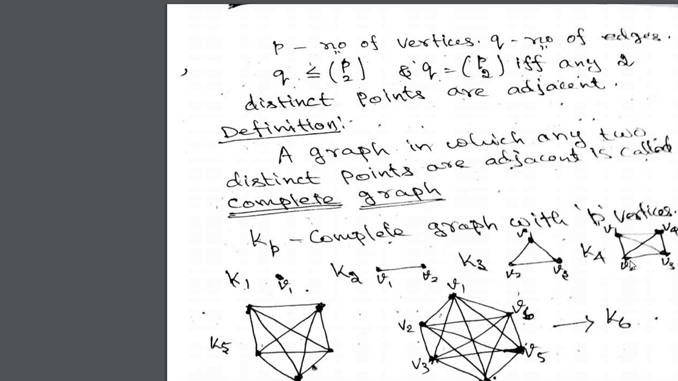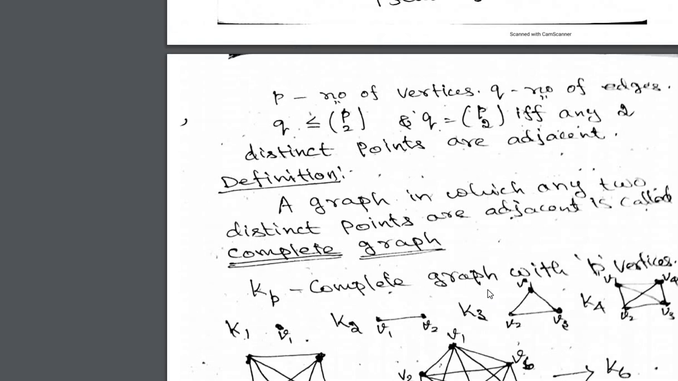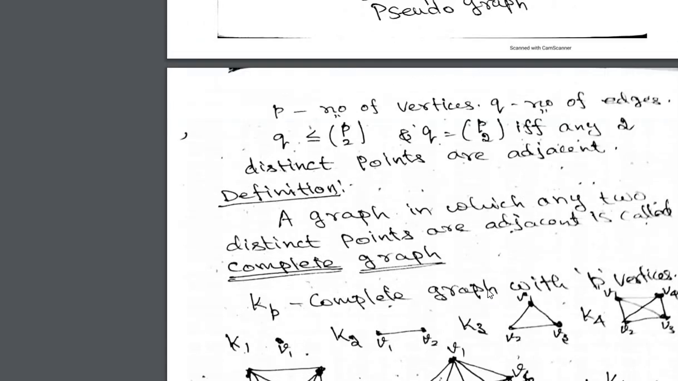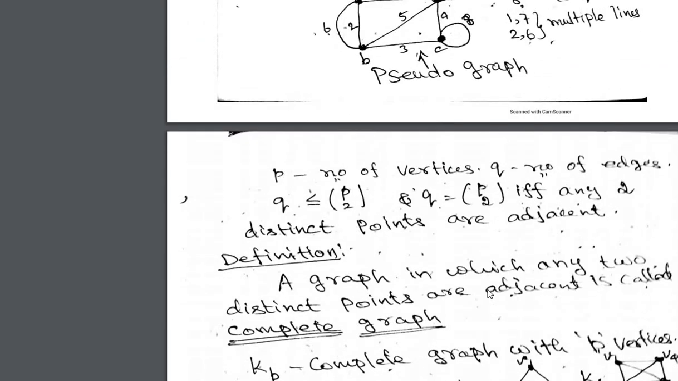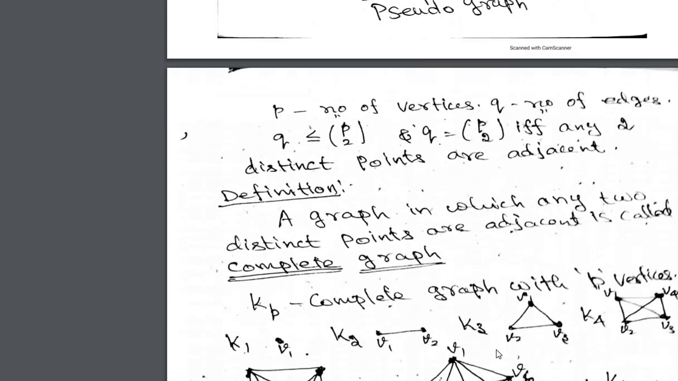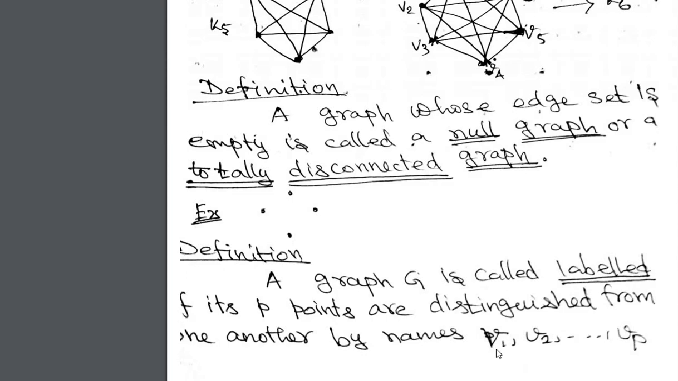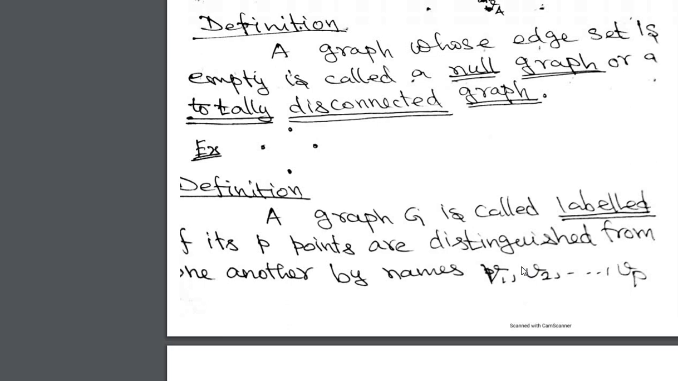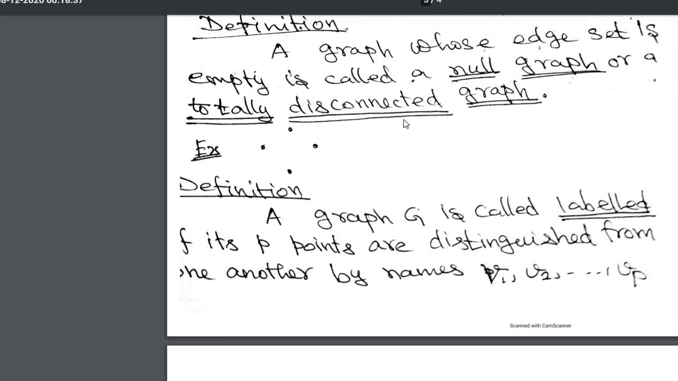Now similarly K4. We have already seen this graph as an example: K4 has 4 vertices V1, V2, V3, V4 such that any two distinct vertices are adjacent to each other. Likewise K5 and K6. You can try drawing K5 and K6 yourself. Now we move on to the next definition.